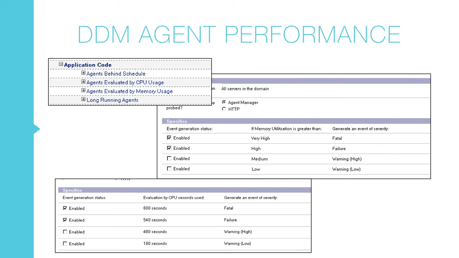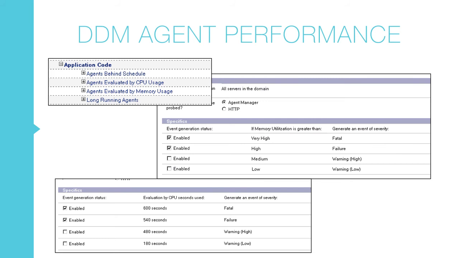So one of the nice things I can say on my probe is I just want this applied to Agent Manager agents, and I want you to log a fatal error if the memory utilization goes to very high. Now, what is very high? So very high is a statistic that's created by IBM in terms of what it considers acceptable memory utilization. So I don't tend to alter those statistics. So that's Agent Manager. I can configure it for agents and HTTP.